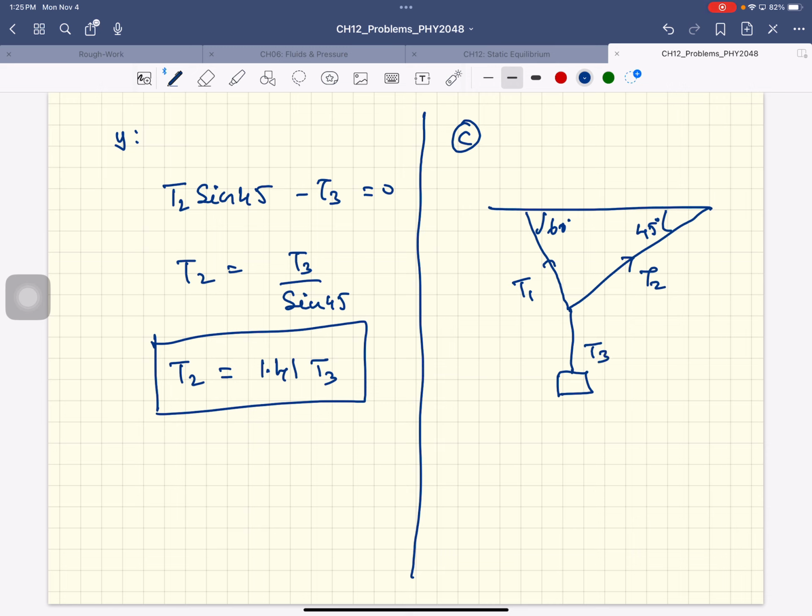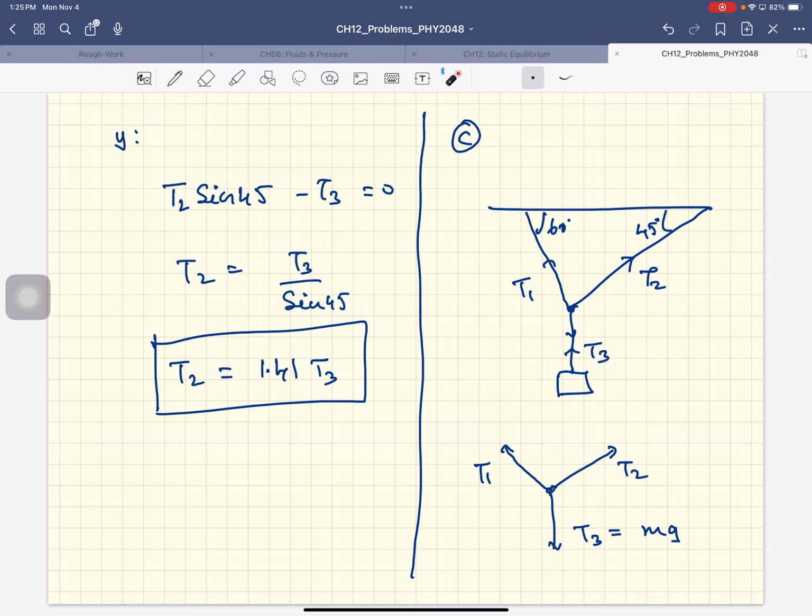Okay, again, we'll look at that knot. The three forces are T1, T2, and T3. T3 is equal to mg. Everybody understand this? So T3 is pulling on the knot like that and holding up the weight, and this tension is equal to the weight, mg. So T3 is equal to mg.